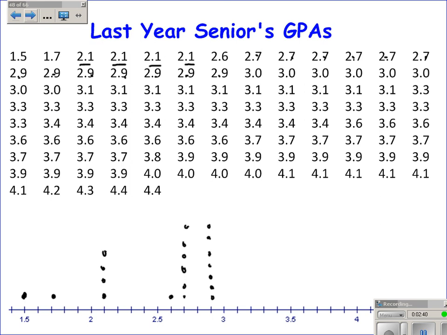You just stack the dots and you'll create a display of what the graph looks like, and we can then talk about the distribution and where the mean is and where the median is. Things we'll talk about more next video and the very beginning of this next year.